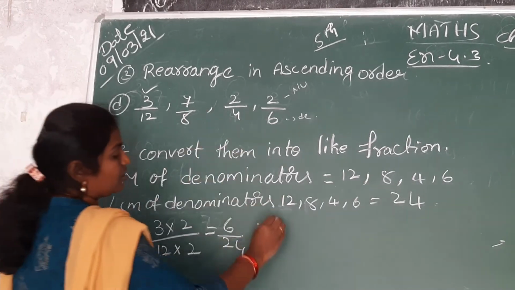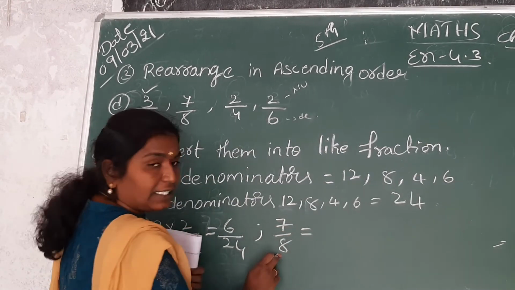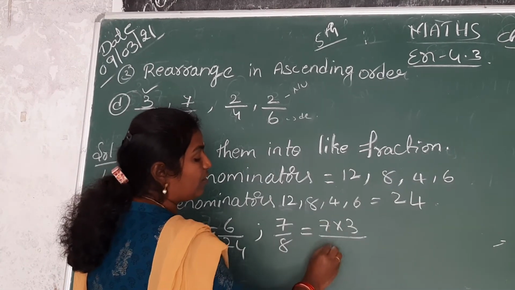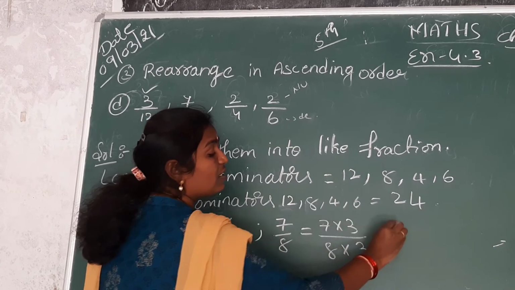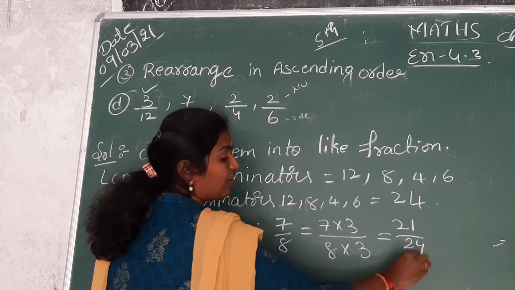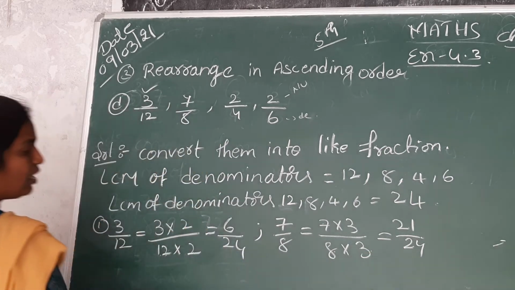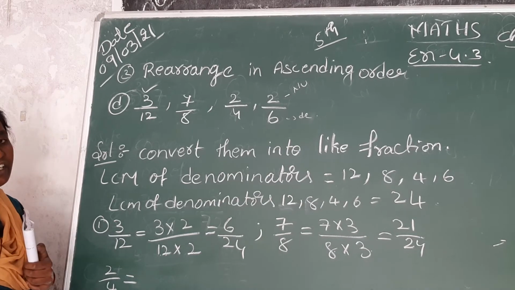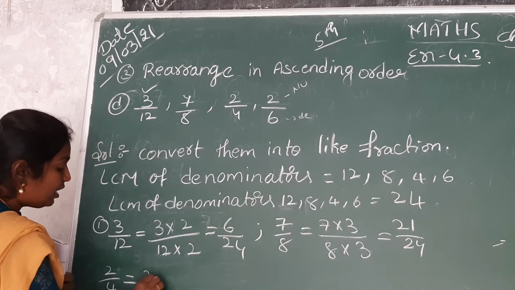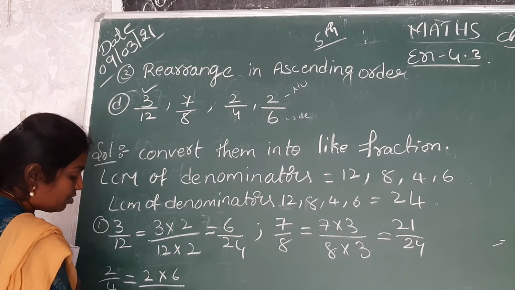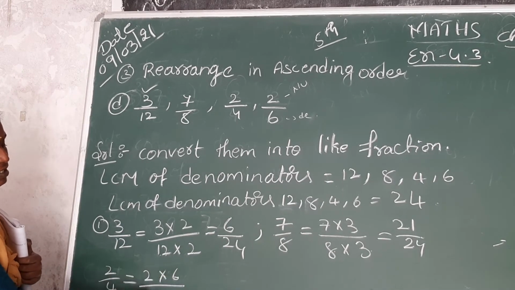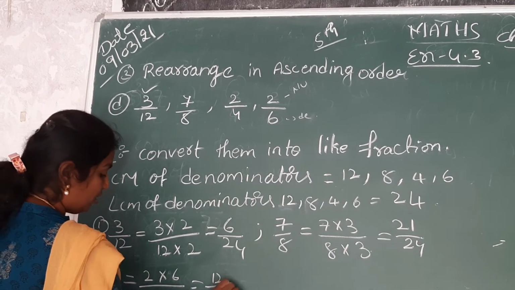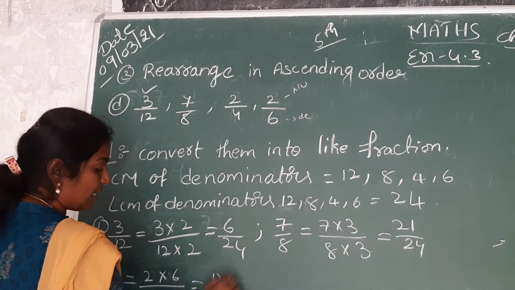Now go for the other fraction, 7/8. In the 8 table, when will we get 24? 8 3s are 24. So numerator and denominator we multiply with 3. 7 3s are 21, 8 3s are 24. Next, the third fraction, 2/4. When will we get 24 in the 4 table? 4 6s are 24. Multiply numerator and denominator with the same number, 6. 2 6s are 12, 4 6s are 24.